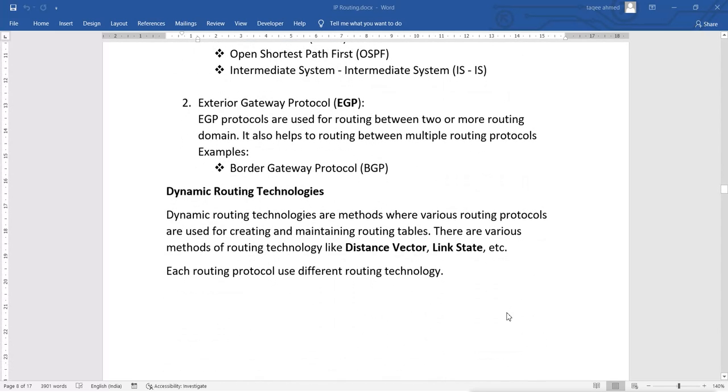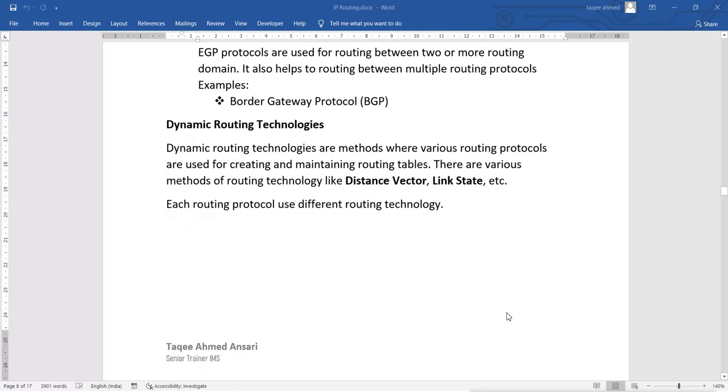Then dynamic routing technologies. Dynamic routing technologies are methods where various routing protocols are used for creating and maintaining routing tables. Now, as I said, these routing protocols automatically find their way. They dynamically create the routing table. So the technology means the way they create the routing table and maintain the routing table.